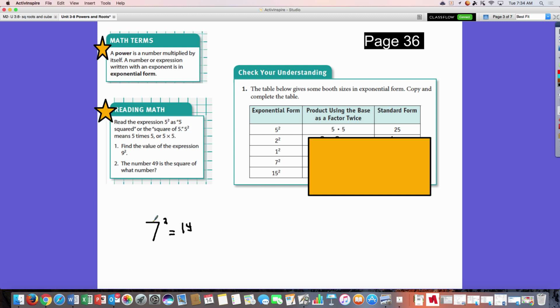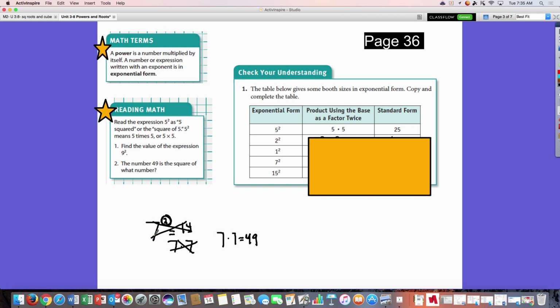That's not right. And some of you guys even got to this point where you put 7 times 7. Perfect. But then you still added them together. That's not right. You multiply. 7 times 7 equals 49. You're multiplying. This number tells you how many 7s you have. So that's exponential form of power.